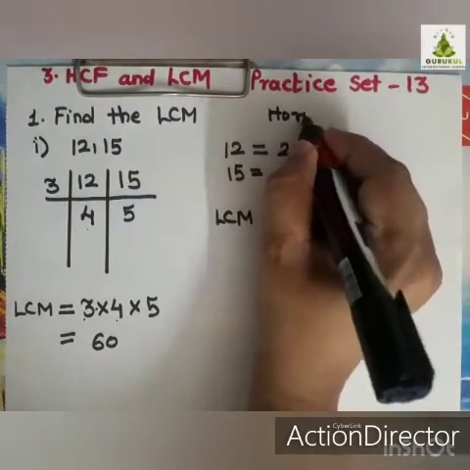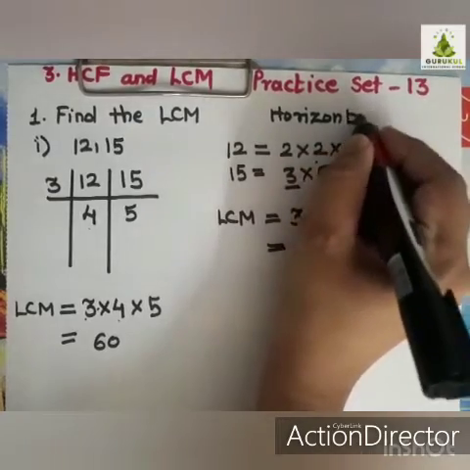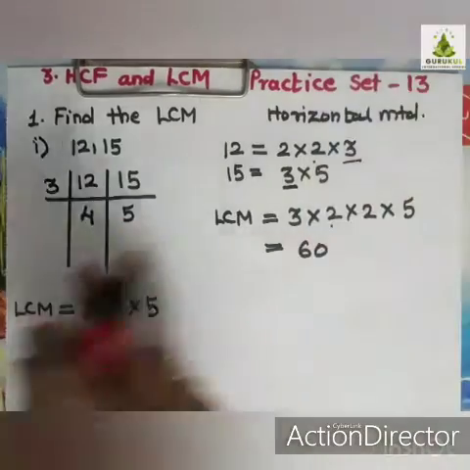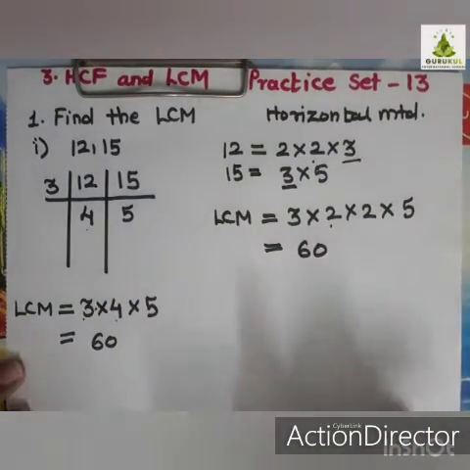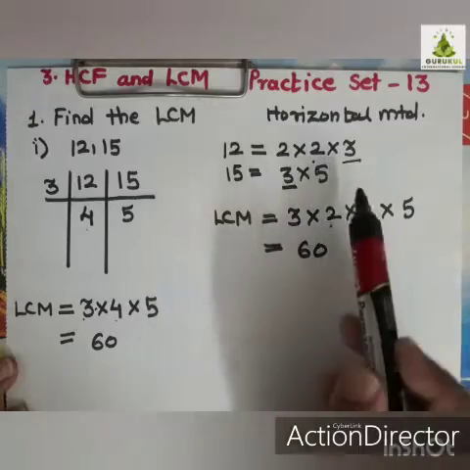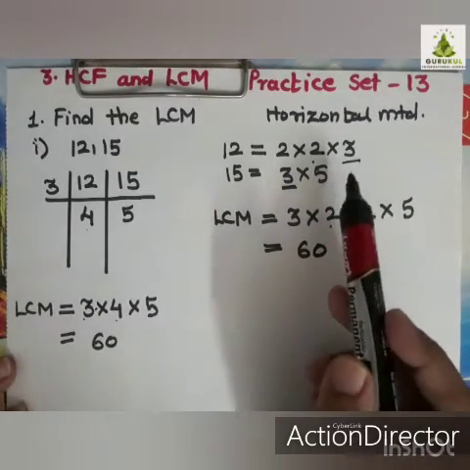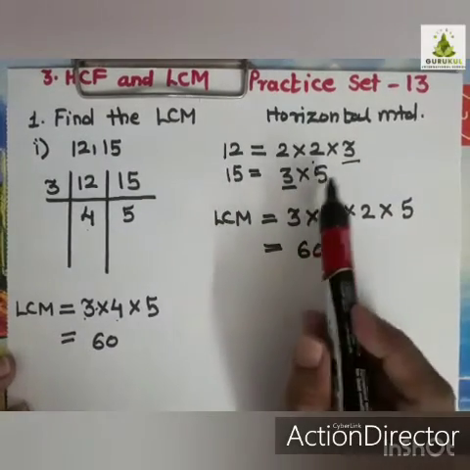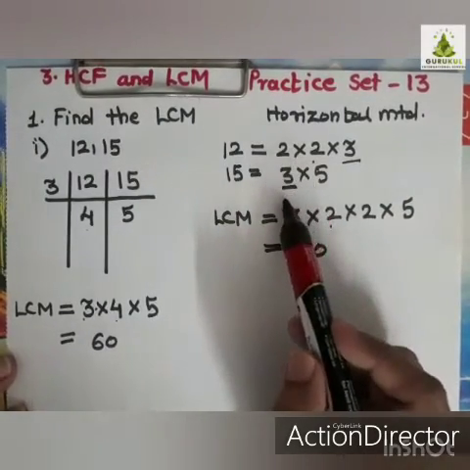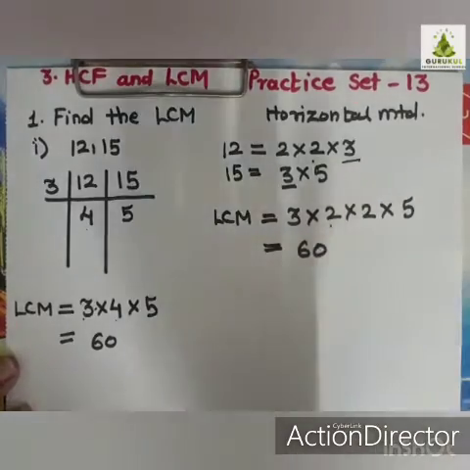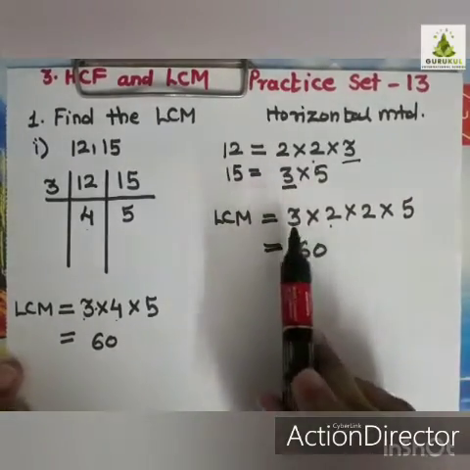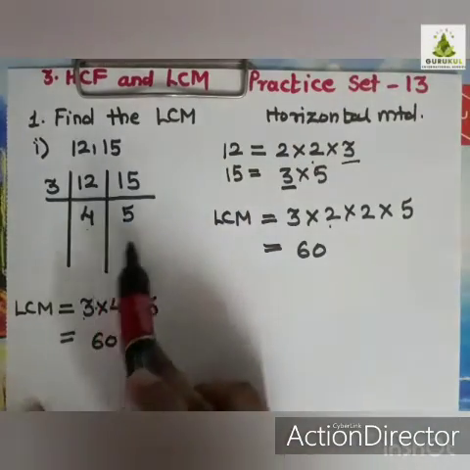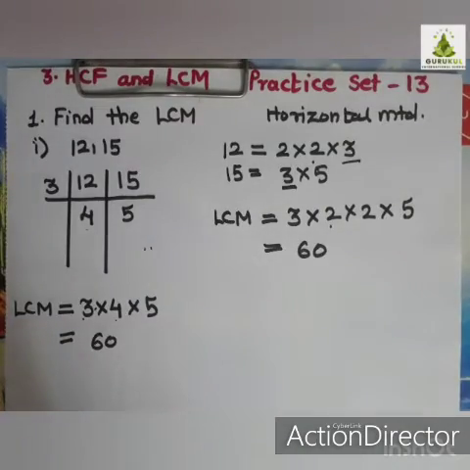So this is the horizontal method, and the first one we found is the vertical method. But whenever three numbers are given to you, the horizontal method becomes confusing. Sometimes a factor is common in two numbers, then we have to take it one time, and whether it is common two times or three times is a little bit confusing. So I am not proceeding with this method for the rest of practice set 13. We will be using the first method.